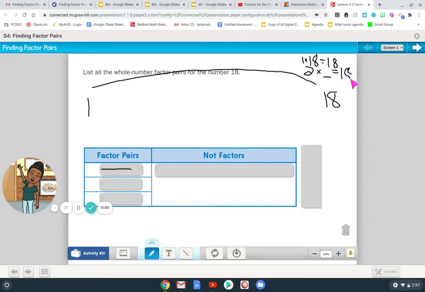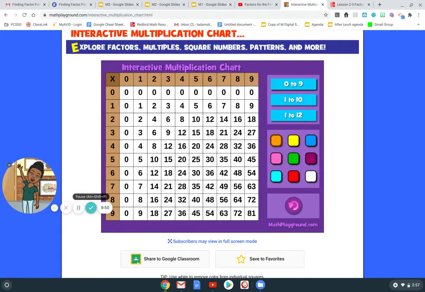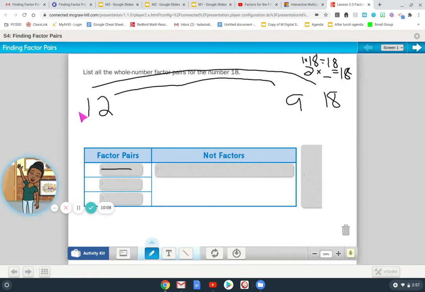If you don't remember, let's go to our multiplication chart. Is there a number? Here's our 2. Is there a number when multiplied by 2 that equals 18? Do we see 18 anywhere in this column? Yes, right there. So 2 times 9 equals 18. Let's keep going on our number line. 1, 2, 3.